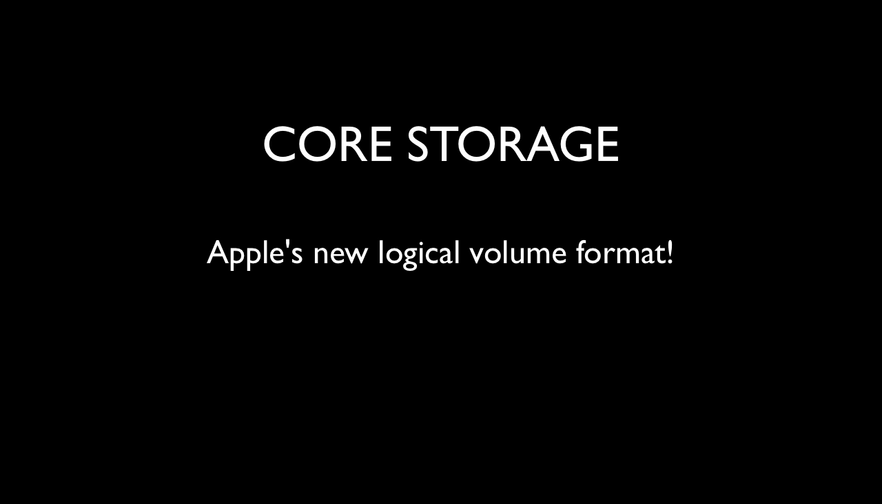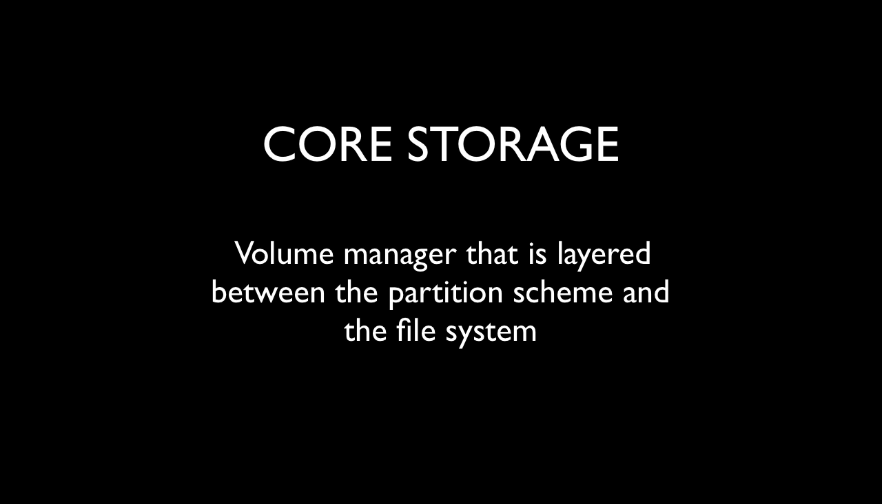Apple's first implementation of core storage was to enable FileVault 2. Apple often advertises FileVault 2 as full disk encryption, but it is actually encryption of a volume. This encryption is possible because of core storage, Apple's new logical volume format. Core storage is a volume manager that is layered between the partition scheme and the file system. Core storage makes it easy to dynamically allocate partitions while providing full compatibility with existing file systems.